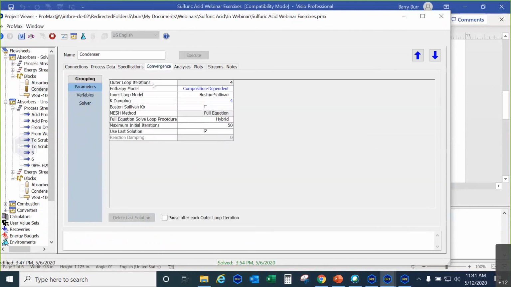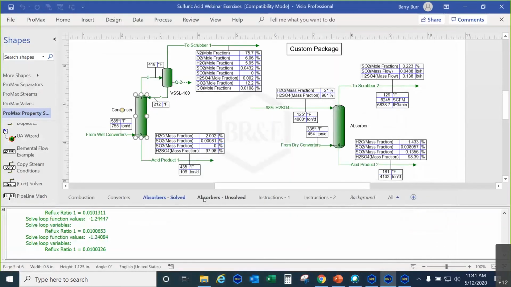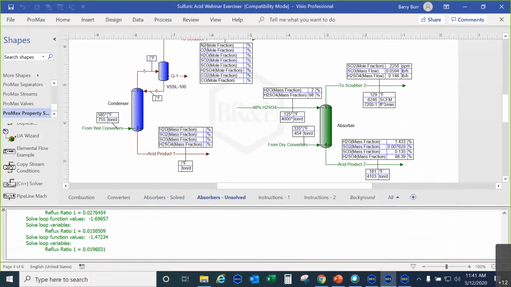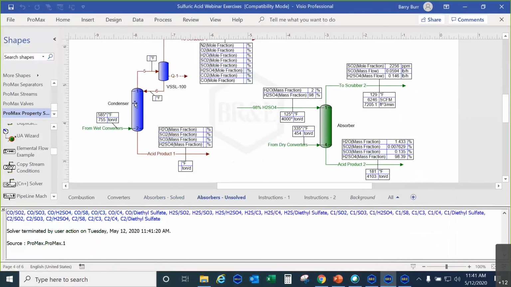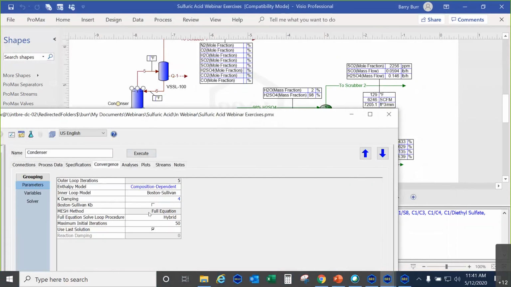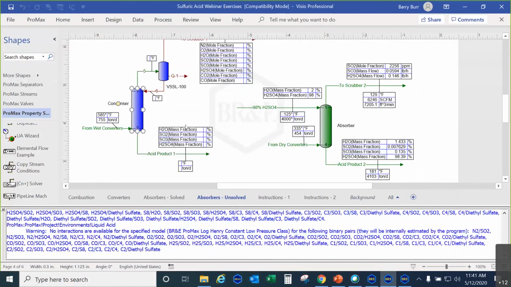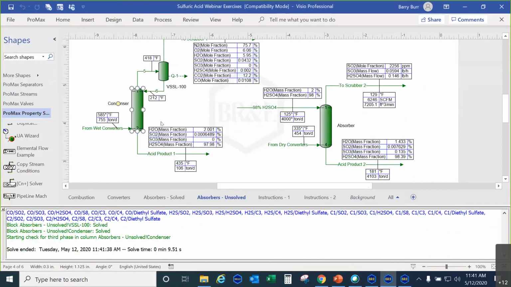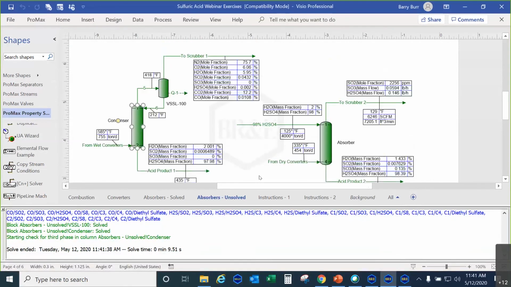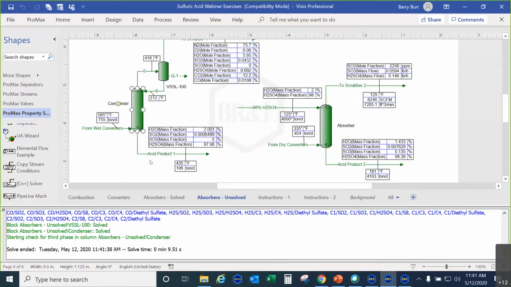Do I need to uncheck that box? That is unchecked. Okay, I finally got it. All right, so now we have both of those solved.